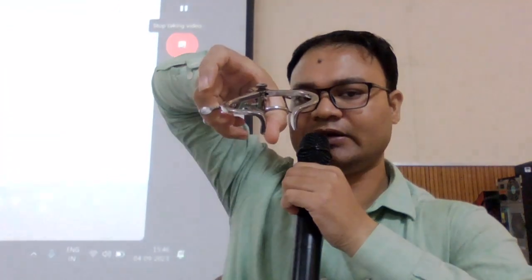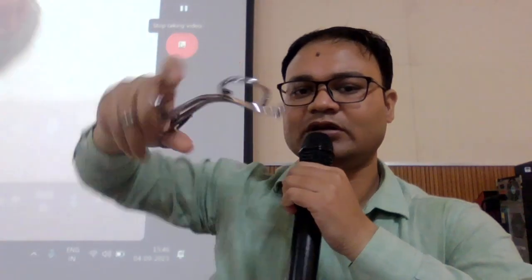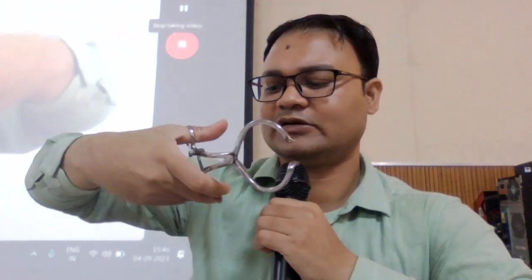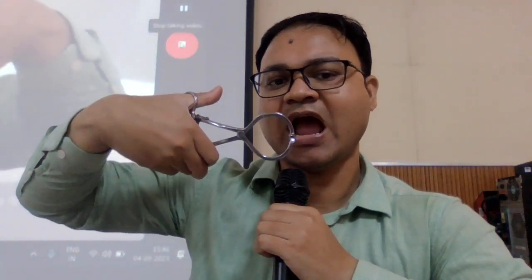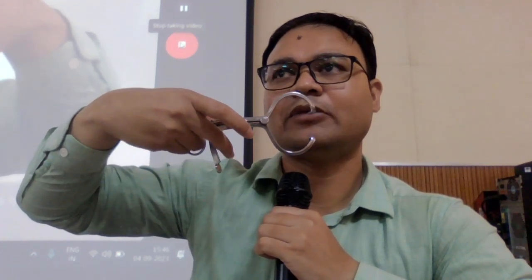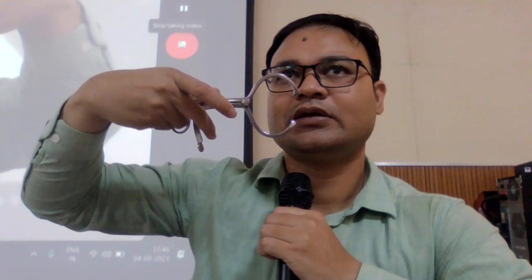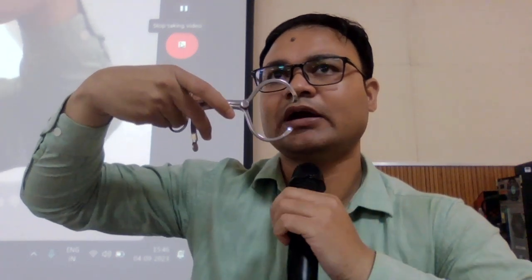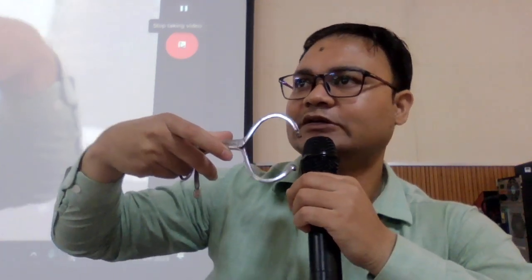This is the joint, and the blades are curved and bent at the tip. You can see it is bent at the tip. So it goes inside like this, and after inserting, if you open it, it will keep the mouth open. So these will rest over the teeth, and the mouth of the patient will be kept open, and you can perform the surgeries whatever you want easily. So this is Doyen's.